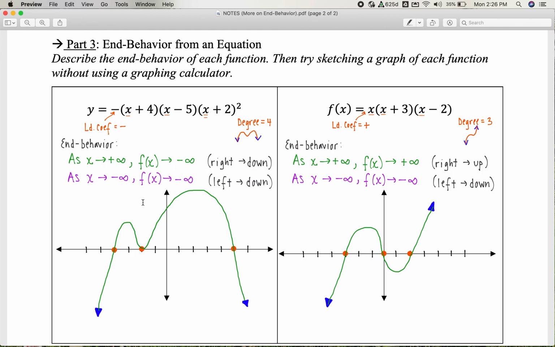I could also do a little better and actually sketch this graph without using a calculator by plotting my roots and then making the end behavior happen. And this is something you've already practiced, but here it is again. -4 is my first root, and it's crossing because the exponent is odd. +5 is another one, and again, it's crossing because the exponent is odd. And then -2 is my third root, but it's a repeated root, and that's my cue to bounce off there instead.